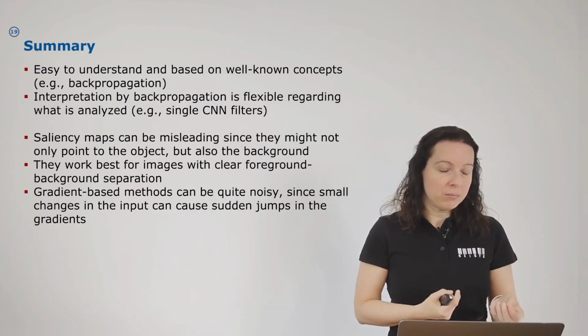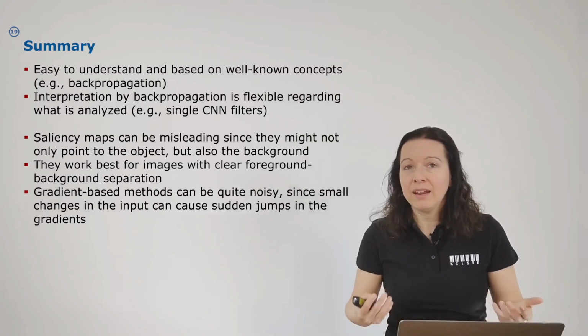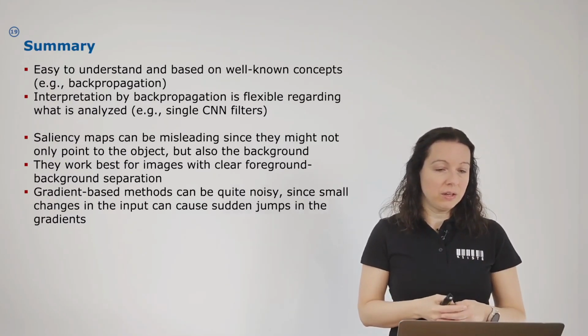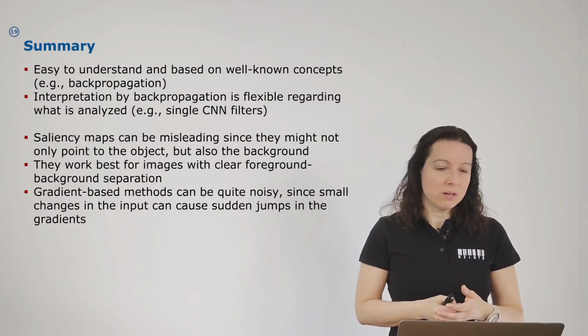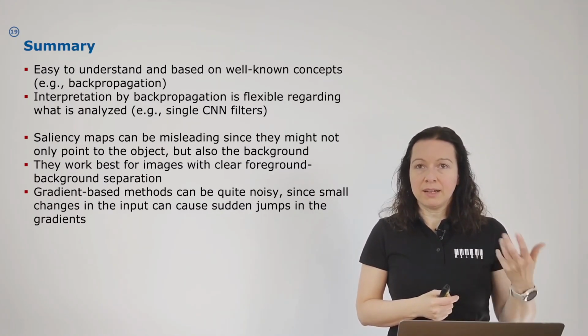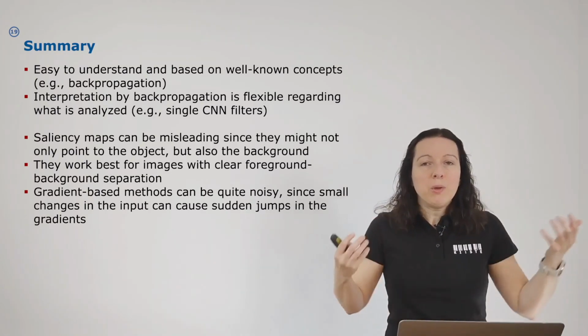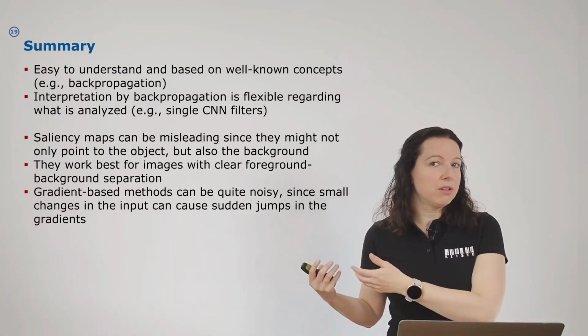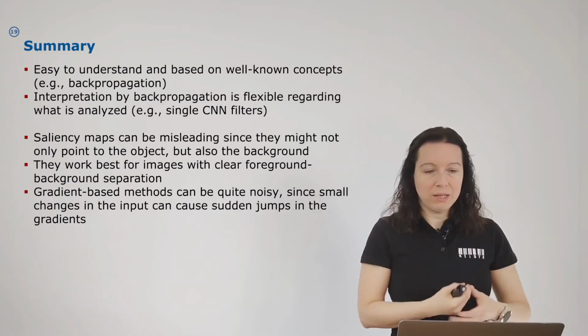The interpretation by backpropagation is flexible regarding what is analyzed. This is good, so you can, for example, analyze single CNN filters or some other activations or specific layers in the network. Maybe you are more interested not in the higher level information, but maybe more in the middle or in the beginning.